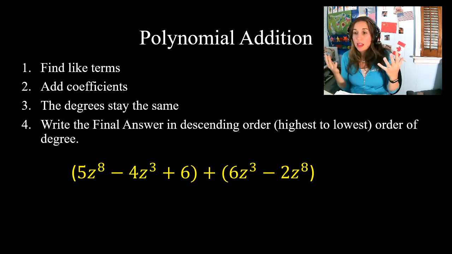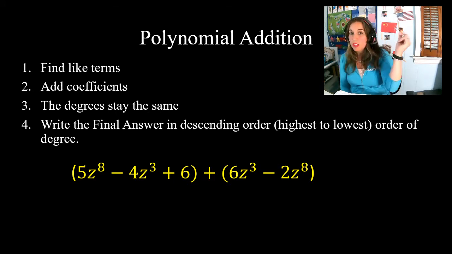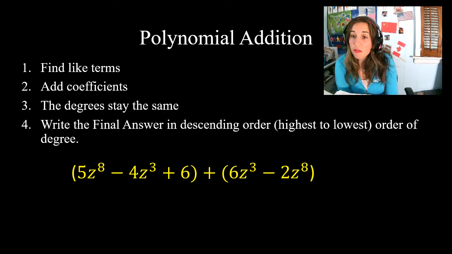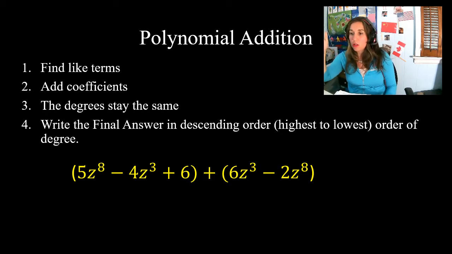And when you do that, these are the 4 steps that you'll follow. The first of which is you find the like terms. Remember, same variable, same degree. Second is add coefficients of those like terms. The third is the degree will stay the same for each of your like terms. And then finally, you write the final answer in descending order of degree. So that just means from highest degree to lowest degree.